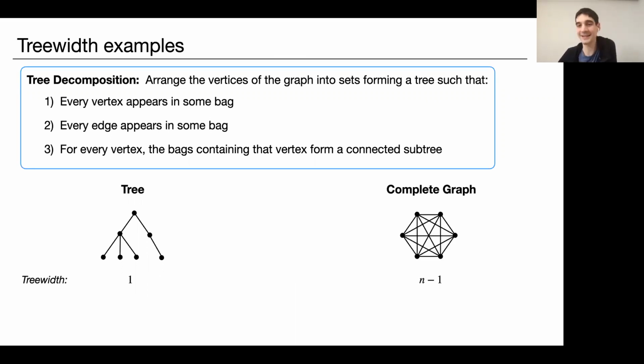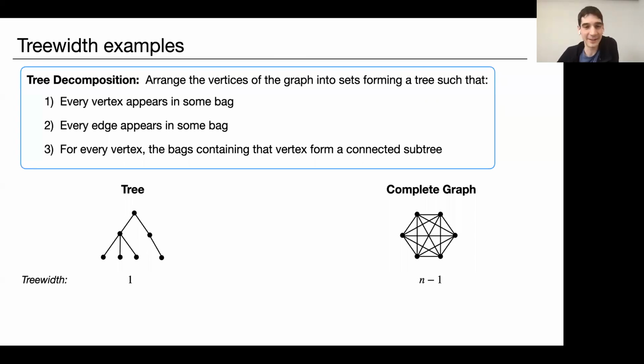A clique is a graph which is very unlike a tree, so it should have large tree width, and in fact it does have tree width n-1. So basically this is saying that the tree decomposition for the complete graph, the only thing you can do is take all of your vertices and put them in a single bag together. That's all you can do. And so that's not very interesting.